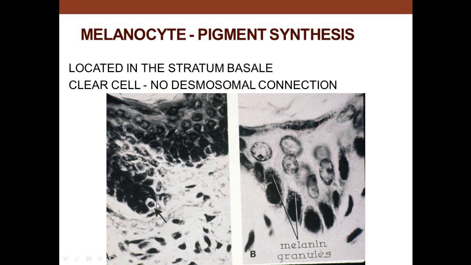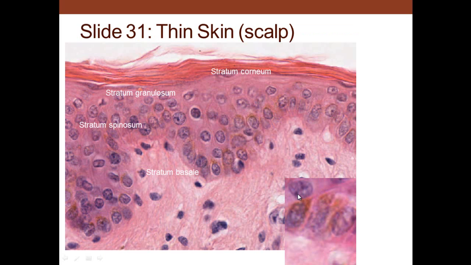So here you can see the clear cells of melanocytes located in the basal layer, and then they pass their granules on to the keratinocytes. So these are melanocytes, keratinocytes here. You note that the melanin is really above the nucleus, it's capping, as we call it.